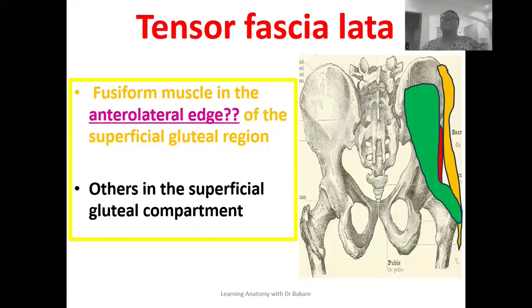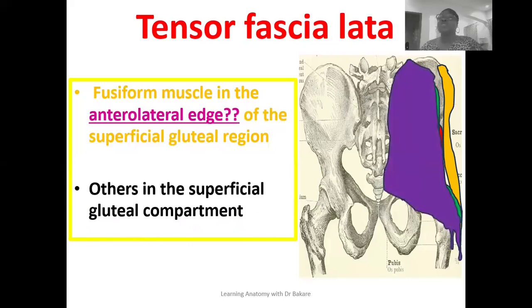While we have the most superficially placed muscle, the gluteus maximus, highlighted here in purple, and this muscle is seen to be overlying the gluteus medius. So you see that the gluteal muscles, the gluteus minimus, the gluteus medius, and also the maximus, are seen in layers, where the deepest is the gluteus minimus and the most superficially placed is the gluteus maximus.